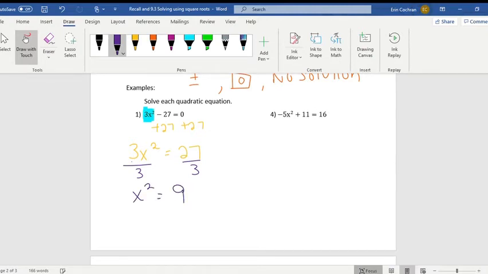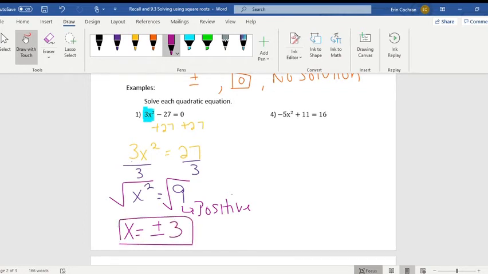Now, x squared is by itself, so we need to get rid of the square. So we're going to take the square root of both sides. Now, since 9 is positive, we're going to have two answers. So we're going to put plus or minus. And what's the square root of 9? 3. So once again, that means my x could be positive 3 or negative 3.